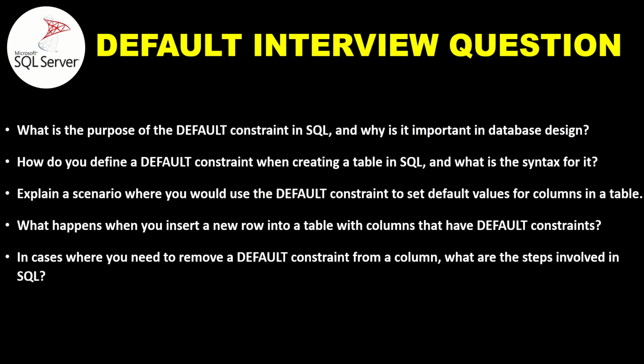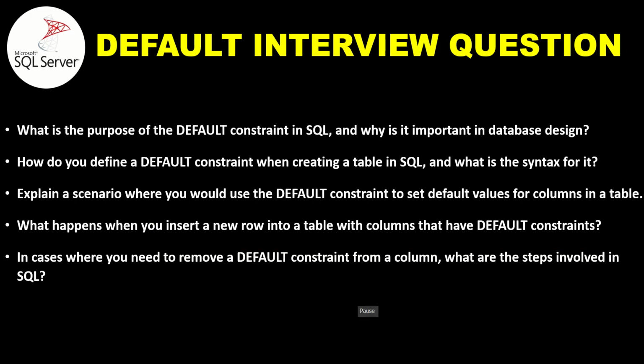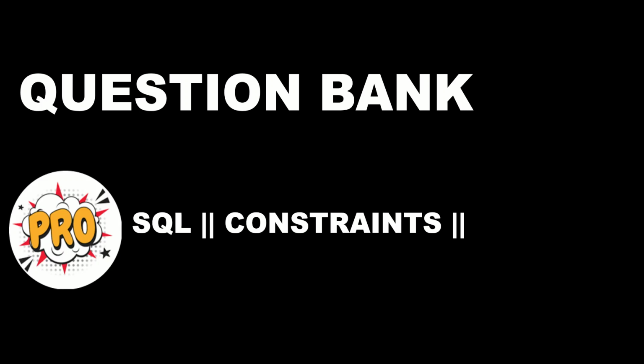Another question: what happens if you insert a new row in a table with a column that has a default value? The default value is used. Next question: if you need to remove a default constraint, what are the steps involved? We can use ALTER to remove the default constraint.